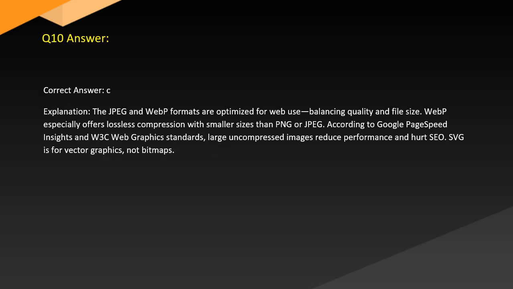Answer. Correct answer: C. Explanation. The JPEG and WebP formats are optimized for web use, balancing quality and file size. WebP especially offers lossless compression with smaller sizes than PNG or JPEG, according to Google PageSpeed Insights and web graphics standards. Large uncompressed images reduce performance and hurt SEO. SVG is for vector graphics, not bitmaps.